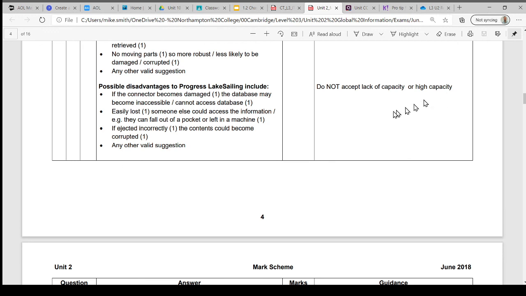What they have said they wouldn't accept as an answer is lack of capacity. So size is something that they're really not overly concerned about in terms of the disadvantage of using the device. So there's an example question with some example answers in terms of different storage devices, characteristics, advantages and disadvantages.